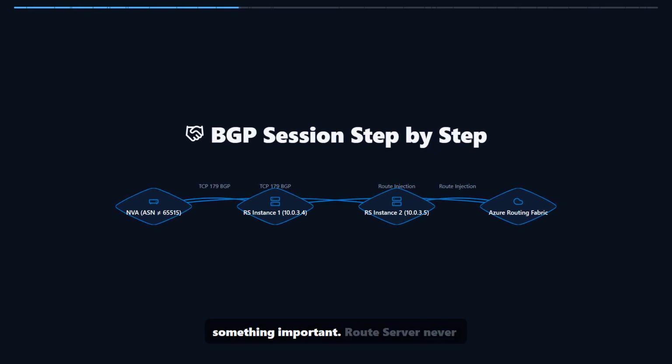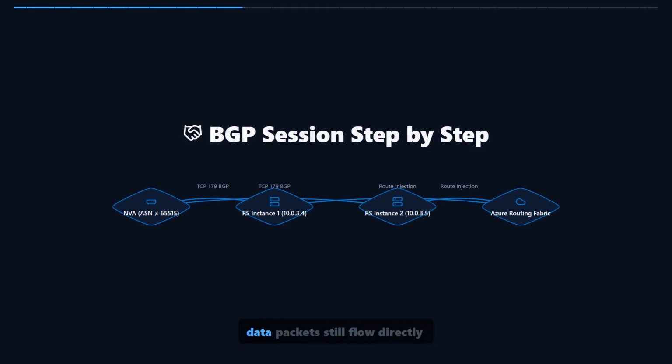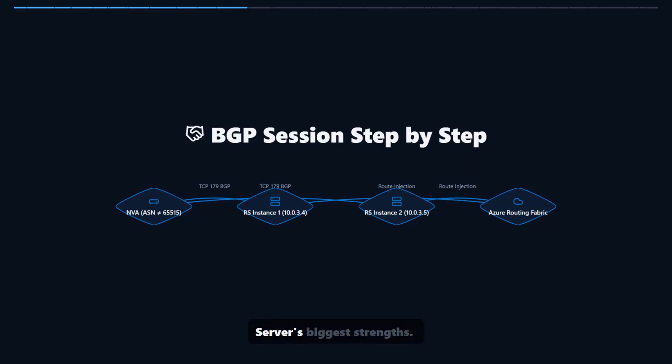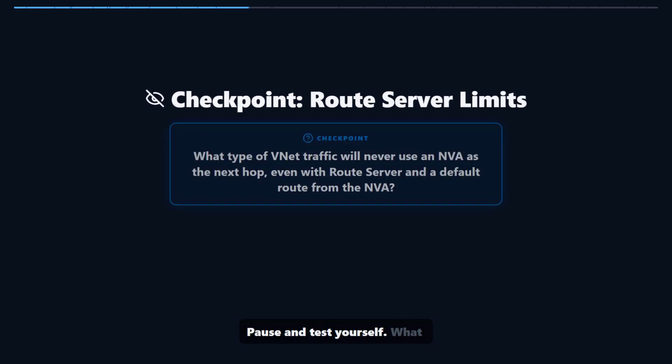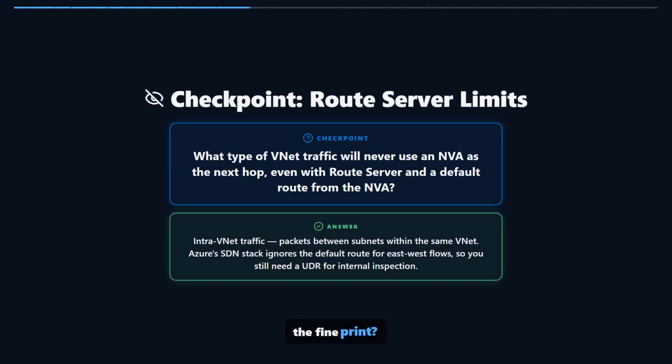Notice something important. Route Server never forwards your application traffic. It only exchanges routing information. The data packets still flow directly through your network virtual appliance. This separation between the control plane and the data plane is one of Azure Route Server's biggest strengths. Pause and test yourself. What did we just learn about the fine print?